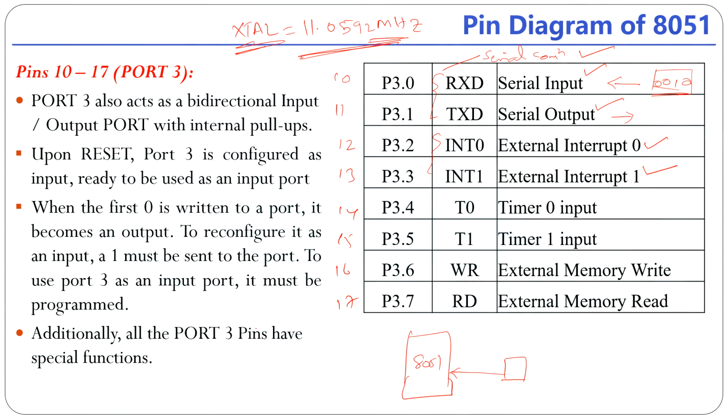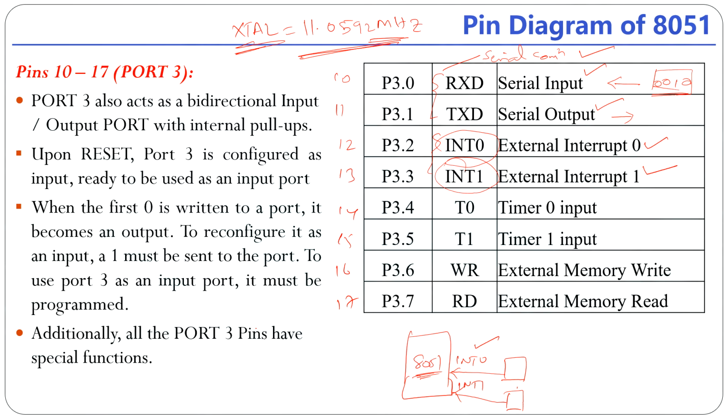Whenever this device requires the service of the CPU, it will interrupt the CPU with the help of any one of these interrupts. Suppose, for example, two interrupts are connected like this: one is for INT0, one is for INT1. But the CPU will respond to only one interrupt at a time. So that's why it follows the priority.